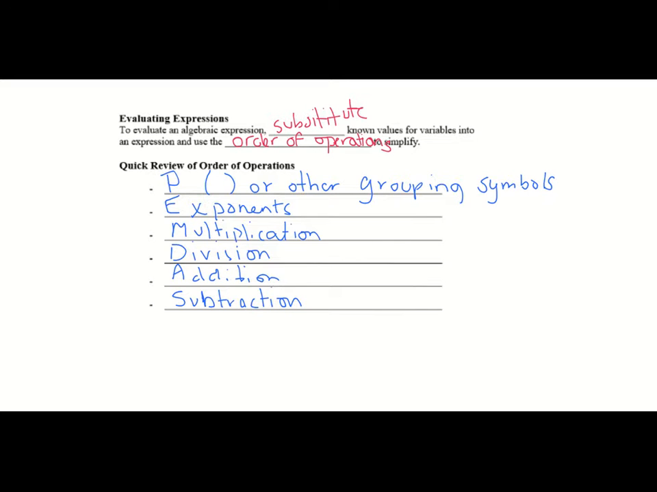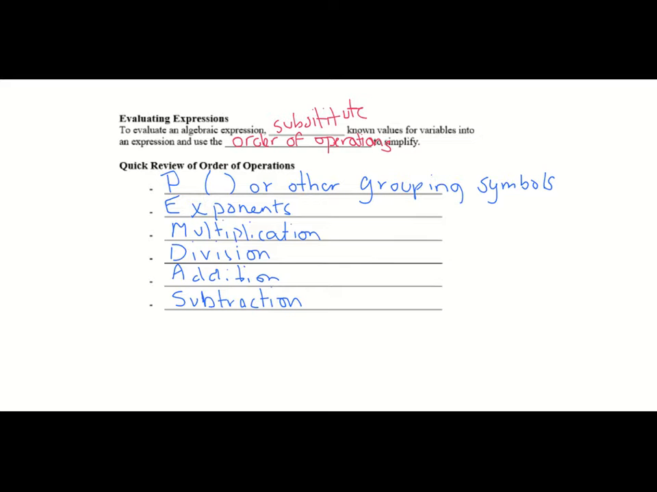Now, with order of operations, this is the order that you want to do the problems in. We have created this so that everybody solves problems the same. Sometimes if you look at a problem, if one person uses order of operations and another doesn't, you get different answers. We needed a uniform way to solve problems so that we all come up with the same answer.